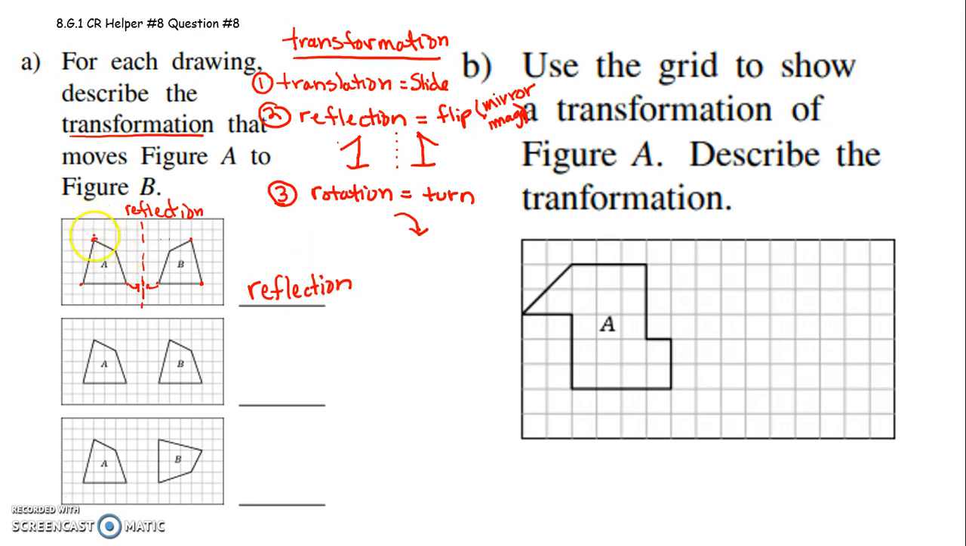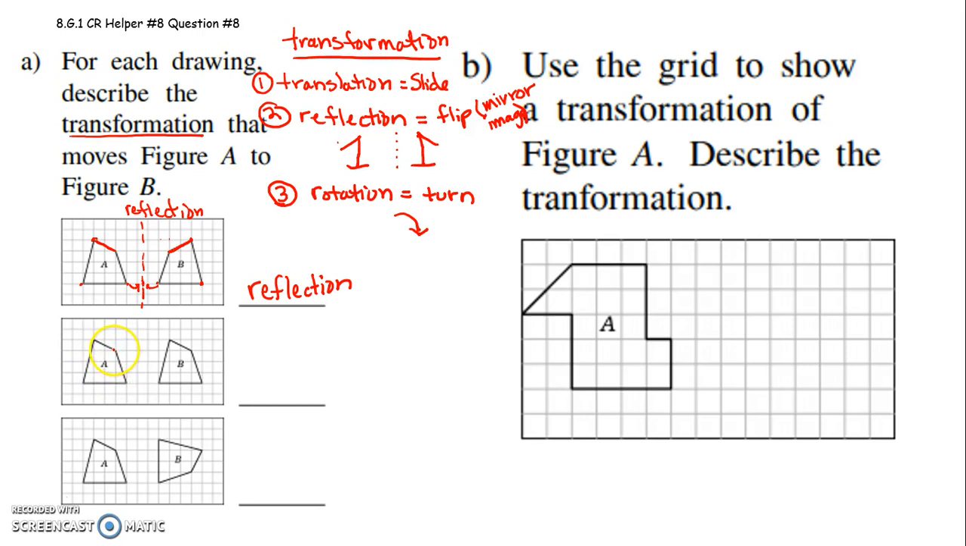You can see like the bump up is over here on the left, and now the bump up is to the right. That's how I immediately look and say, oh, it's definitely a reflection. This is going up to the left, and then suddenly it's going up to the right. It's a mirror image.